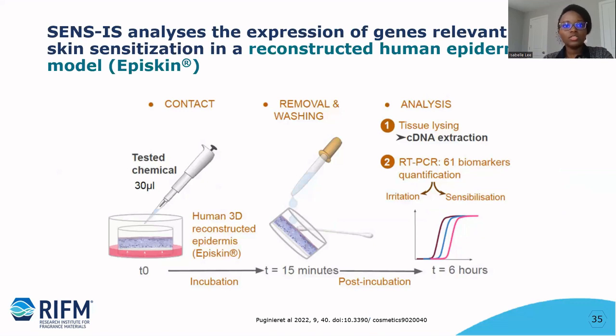And just to introduce you to the assay, it's conducted on the human reconstructed epidermis, the episkin. And the advantage of episkin too is that it's been shown to have some of the enzymes that would be essential for metabolizing vinyl and vinylene functionalities. And specifically, we're looking at the cytochrome P450 enzymes. So the way the assay works is the test substance is exposed to the episkin and then incubated for 15 minutes, after which it's washed and the substance removed and allowed for post-incubation for 6 hours, and then the tissue is lysed, cDNA extracted, and RT-PCR conducted on 61 biomarkers that are quantified for irritation and sensitization.